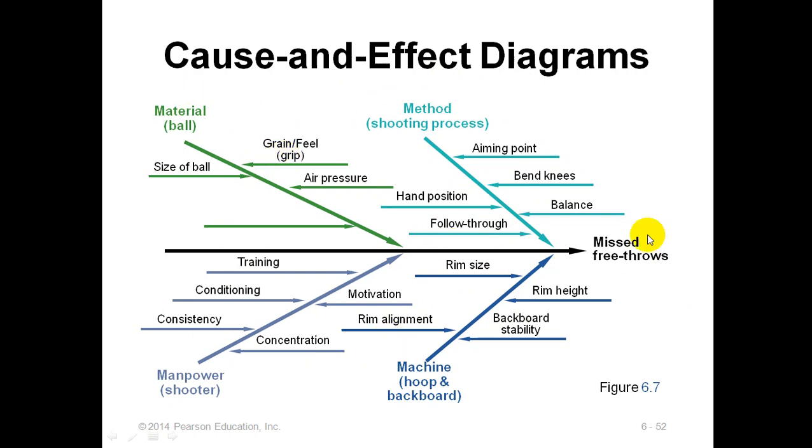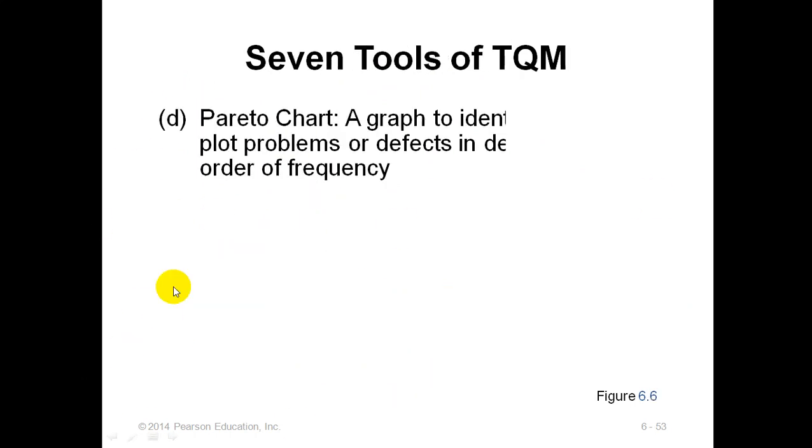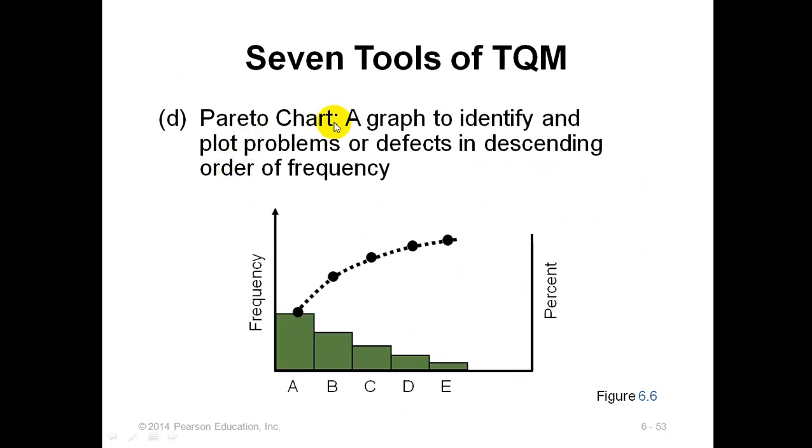So we'll discuss the other tool, which is the Pareto chart. A Pareto chart is a graph to identify and plot problems or defects in descending order of the frequency. You know the descending order. This is the ascending order, starting from here, descending order starting from here. So this is the defect A, B, C, D, E, and we have plotted it by the histogram, and this is the percentage.